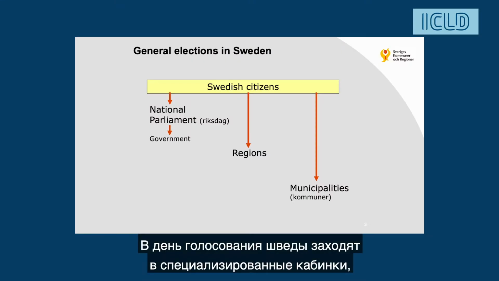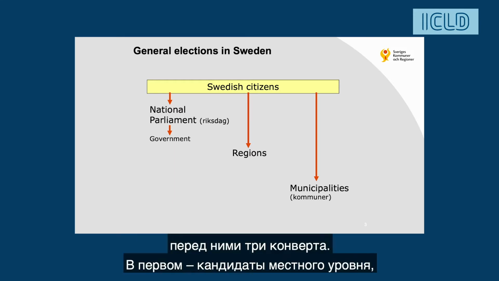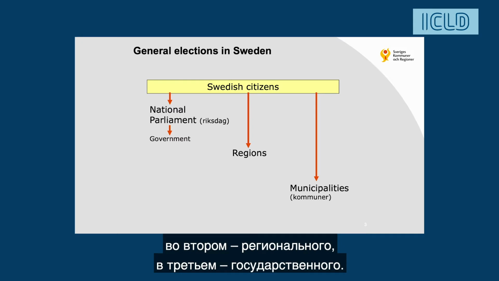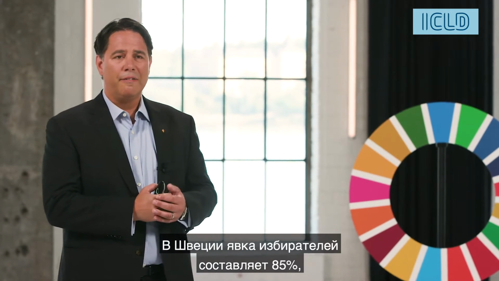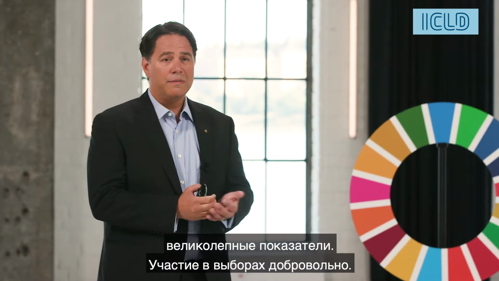On the election day, Swedish citizens go to the election booth and have 3 envelopes with them. One for the local level, one for the regional level, and one for the national level. What is the situation in your country? Is it practical? Is it doable? Do you see advantages, disadvantages? Here in Sweden, we have a participation around 85% during the elections, which is very high, and it's voluntary.